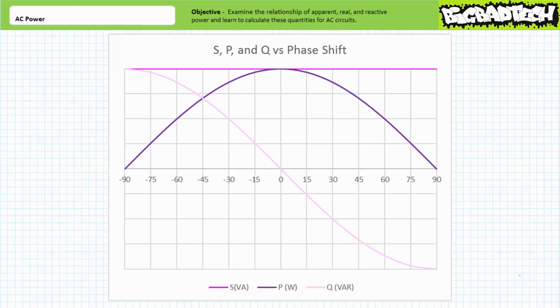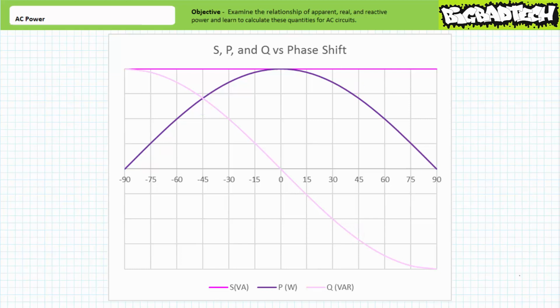Note as current increasingly leads or lags voltage, less of apparent power is being directed towards real power, since more of it is being directed towards a reactive interchange. Conversely, as current becomes more in phase with voltage, more of apparent power is being directed towards real power, since less of it is being directed towards a reactive interchange. A special case scenario is occasions in which there is a 45-degree phase shift between voltage and current, either leading or lagging, where real and reactive power magnitudes are equal to one another.